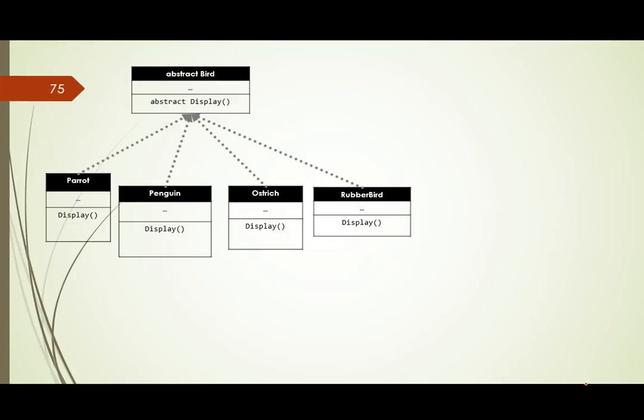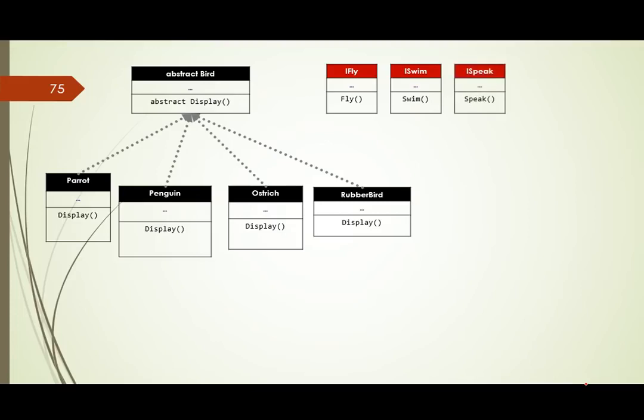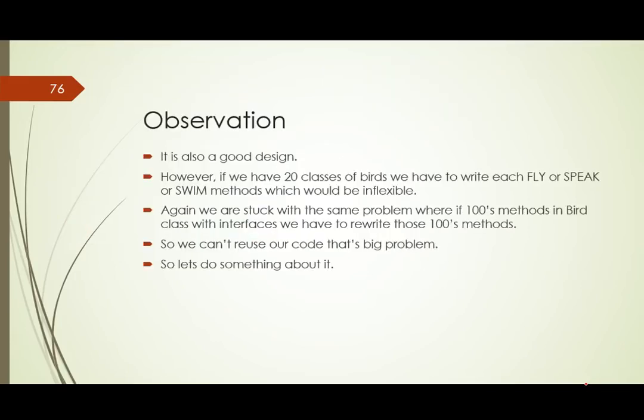In this case we have an abstract Bird, Parrot, Penguin, and so on. Let's say that we have an IFly interface, which has only the method fly, and we have other interfaces called ISwim and ISpeak, and so on. So Parrot only implements IFly and ISpeak because they speak and they fly, but they do not swim. Penguins are swimmers and they also speak, but they do not fly, so they're not going to implement the fly interface. And Ostrich only speaks, they don't swim, don't fly.